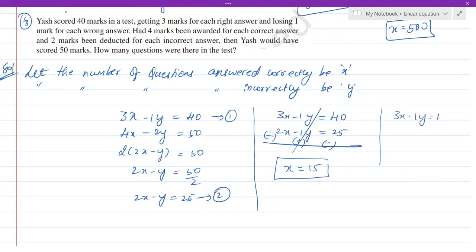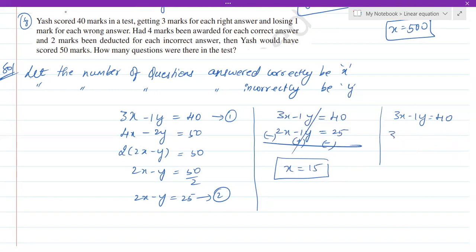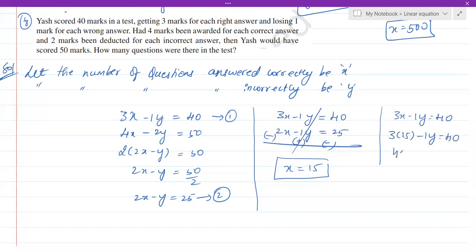Okay, let's take the first equation. 3x minus 1y is equal to 40. Sorry, x value is 15, right? So we have to substitute in the place of x. 3 into 15 minus 1y is equal to 40. Therefore, 45 minus 1y is equal to 40. So therefore, 45 minus 40 is equal to 1y, which implies y is equal to 5. So the total number of questions that are wrong is 5.